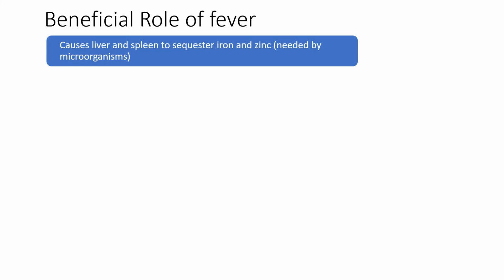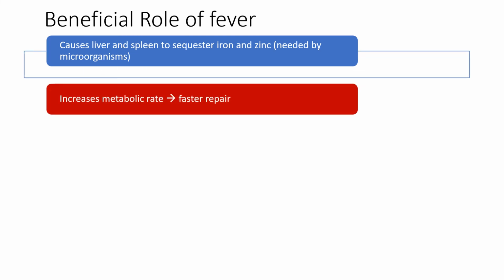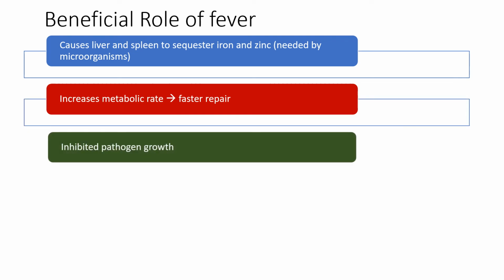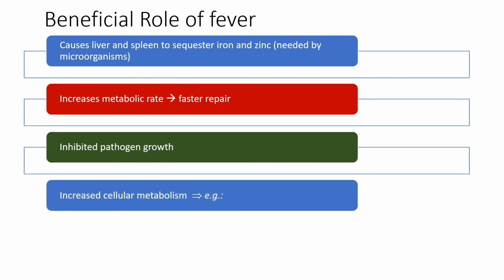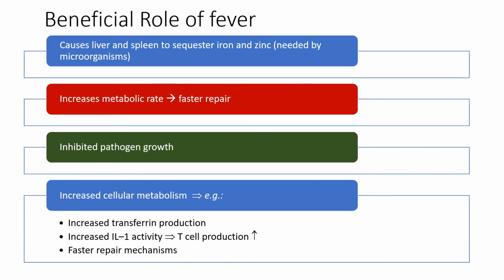Some of the beneficial roles of fever are: first, it causes the liver and spleen to sequester iron and zinc, which is needed by the microorganism. Then it increases the metabolic rate, therefore faster repair is there. It inhibits the pathogen growth because they may not grow in that high temperature. Then it increases the cellular metabolism, increases transferrin production, increases T cell production, and as I said, it enhances the repair process.